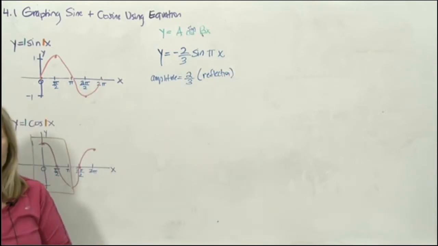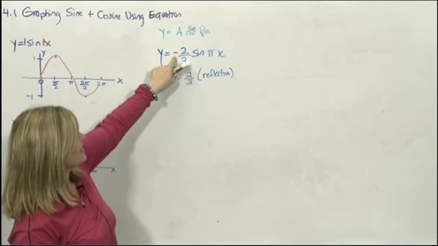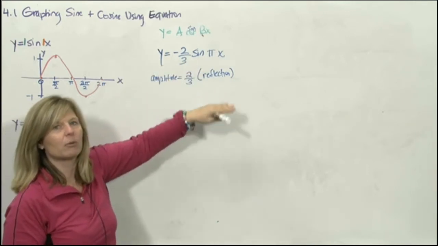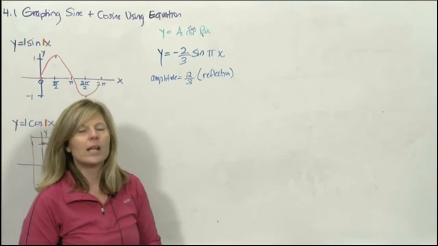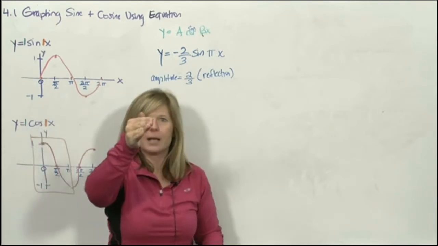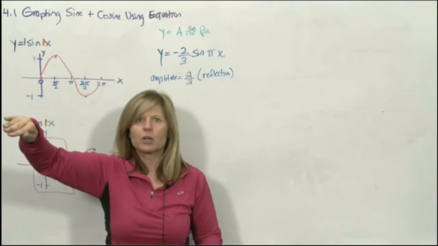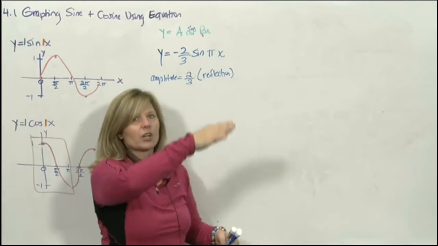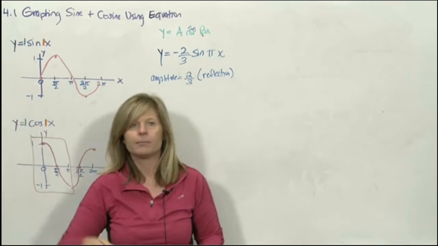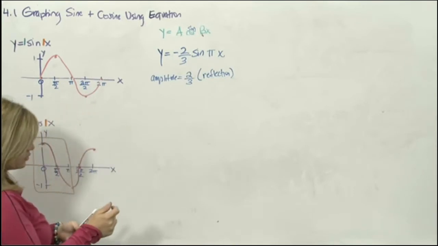Okay, so I always write myself a note. When my amplitude has a negative in front of it, it means my picture's going to be a reflection. So we know a sine curve is an up hump and a down hump. Well, that means we're going to go opposite. So this sine curve is going to go down and then up. That's what a reflection means.